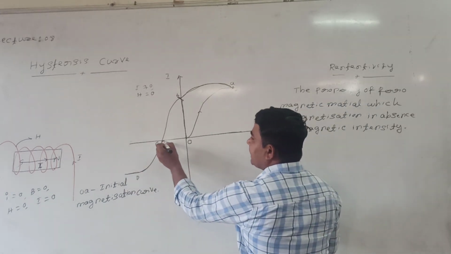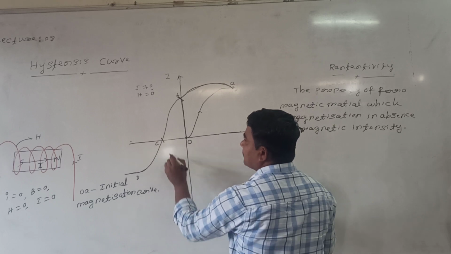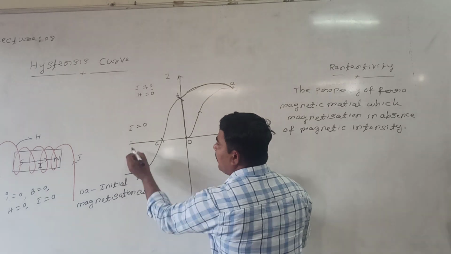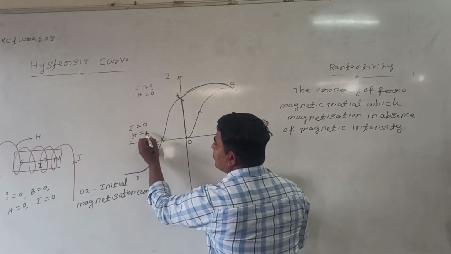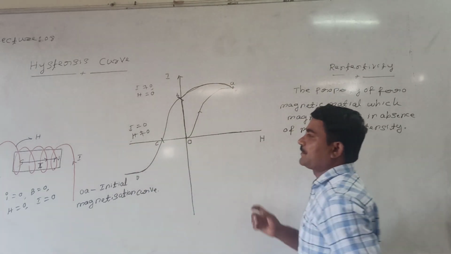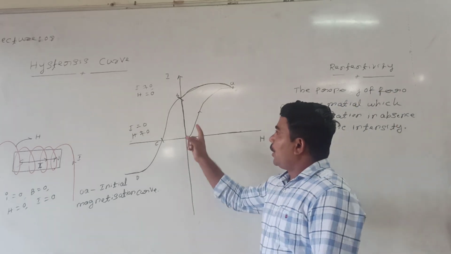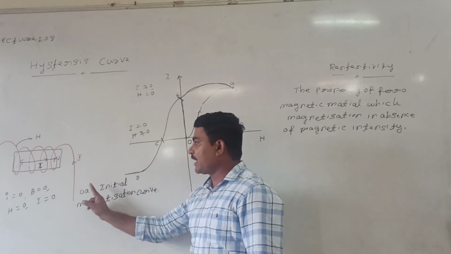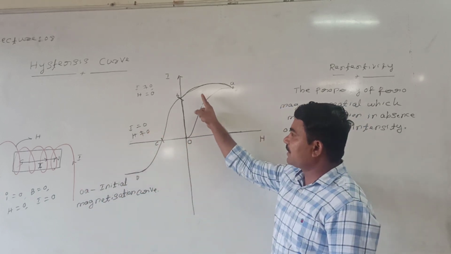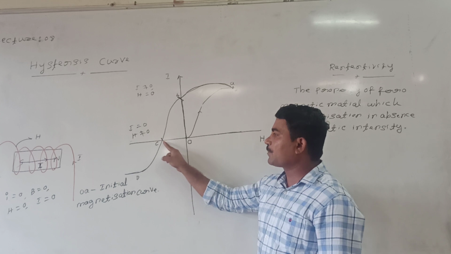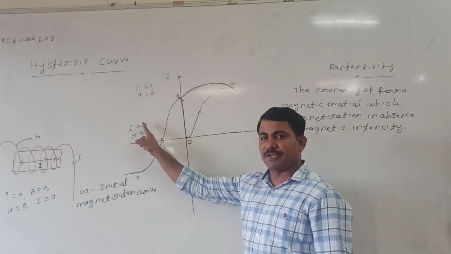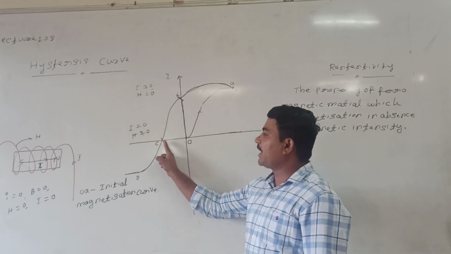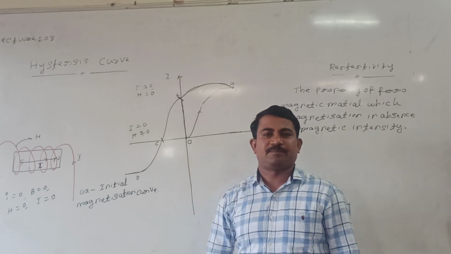At exactly point C, look at this point. Here the magnetization is 0, but the magnetic intensity is not 0. To demagnetize the ferromagnetic material, I increase the current in the reverse direction. Whenever the current increases in the reverse direction, at a particular point, say C, magnetization is 0, but magnetic intensity is not 0. This property we are calling coercivity.